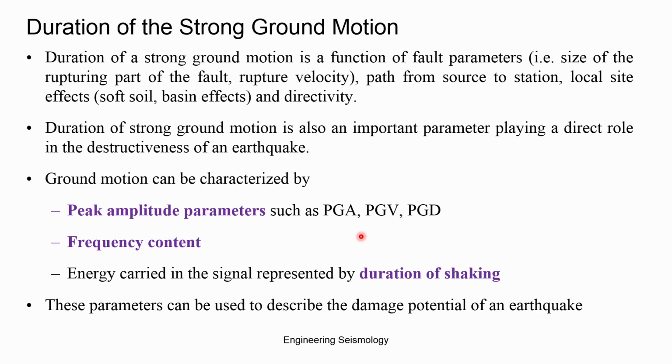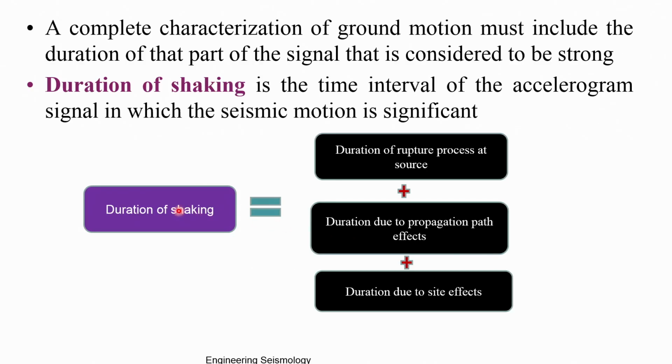So, the ground motion can be characterized by peak amplitude parameters, such as we have seen earlier. The other one is the energy carried by the signal, represented by the duration of the shaking. That duration parameter we are going to see now. A complete characterization of the ground motion must include the duration of the part of the signal considered to be strong. Duration of the shaking is the time interval of the acceleration signal in which the seismic motion is significant.